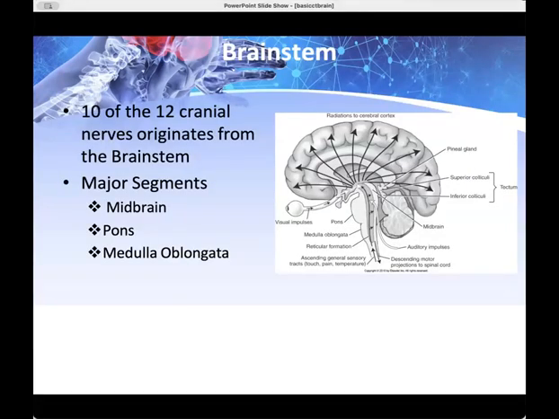The brainstem is a relatively small mass of tissue packed with motor and sensory nuclei, making it vital for normal brain function. Of the 12 cranial nerves, 10 originate from the nuclei located in the brainstem. Its major segments are the midbrain, pons, and medulla oblongata.